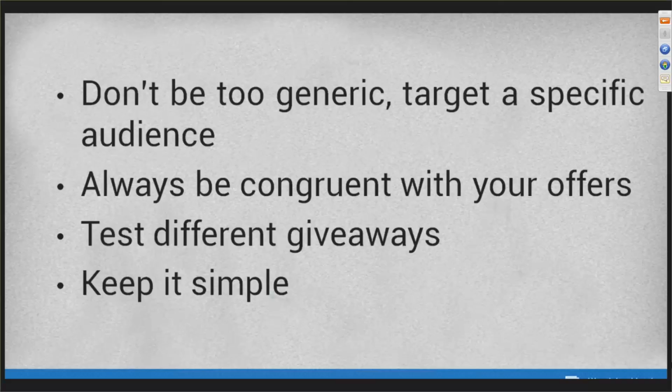Another thing that's important is always to be congruent. If your list is about weight loss and workouts for losing weight, don't talk about other things that are a little bit related to weight loss, but not really related to workouts, because that's not what people are interested in. Be congruent. If they subscribe to your list for one reason, keep that in mind and always deliver content that's related to that reason. Okay. Test different giveaways.